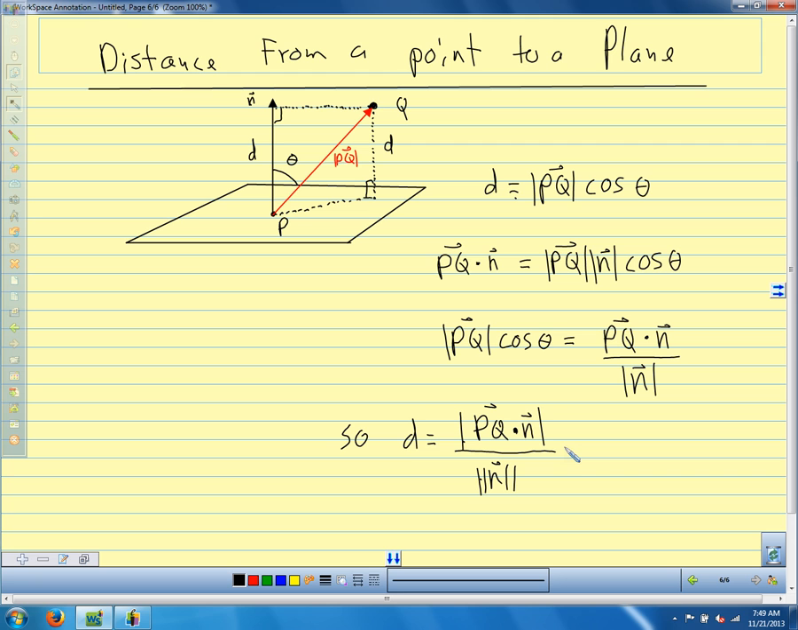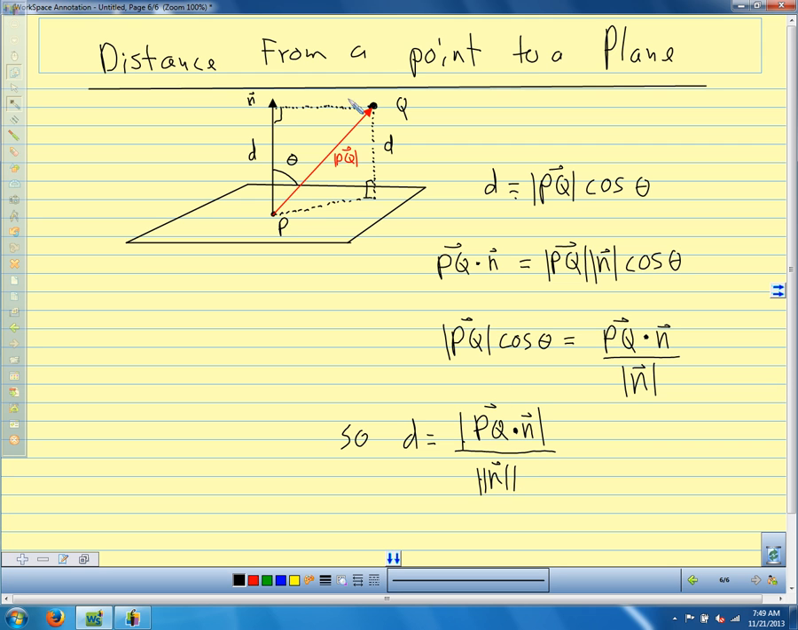Sometimes you'll see it written as the magnitude of PQ times the cosine of theta is the magnitude of the vector projection of PQ onto N. So sometimes you'll see the distance related to the magnitude of the vector projection. I like thinking of it in terms of the dot product. It's a little more intuitive to me.